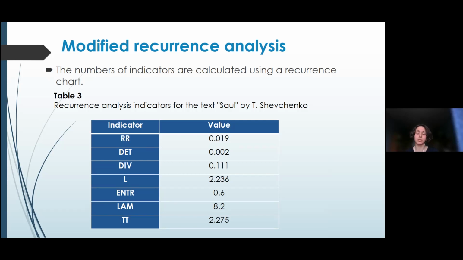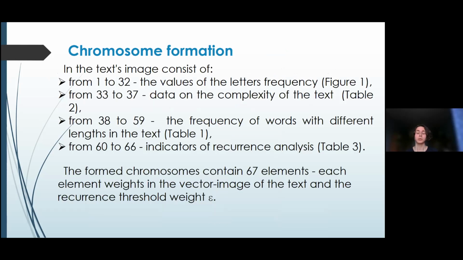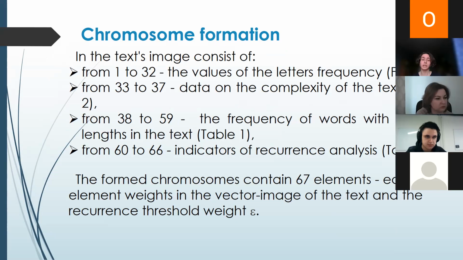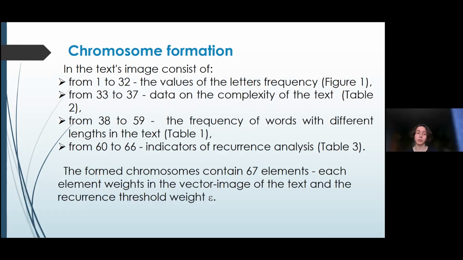After we get all these indicators, we formed the chromosome for the genetic algorithm, where the places from 1st to 32nd are taken by the values of the letter frequency, which were represented in figure 1. Then for the places from 33rd to 37th, we have data on the complexity of the text. This data you have seen before in table 2. Places from 38 to 59, we give to the frequency of words with different lengths. It was in table 1. And from 60 to 66, we have indicators of recurrence analysis.